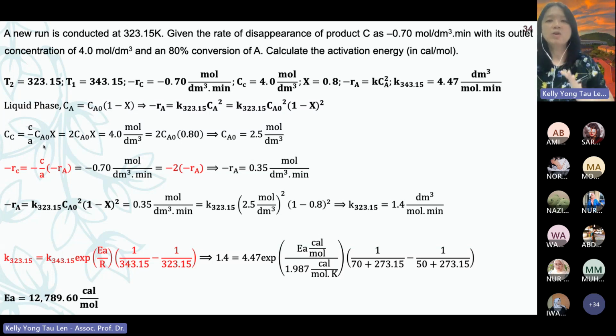Sebab tu kamu akan tengok kenapa saya ajar dalam chapter 3, dia muncul dalam chapter 4, chapter 5, benda yang sama. Okay, so from this equation, I have CC, I have X, I know my C per A, I will get my CA0. So baru saya boleh ganti CA0 dalam minus RA saya, baru saya dapat nilai K pada suhu yang baru. Baru saya ganti dalam Arrhenius equation, then only I will get my activation energy.